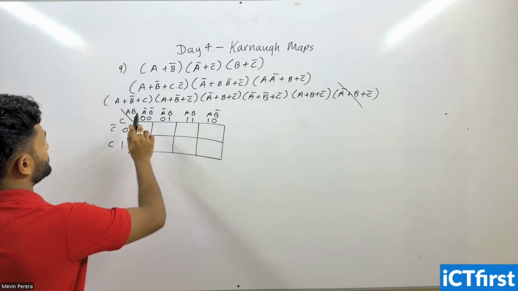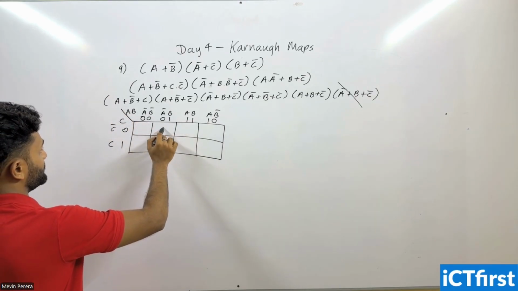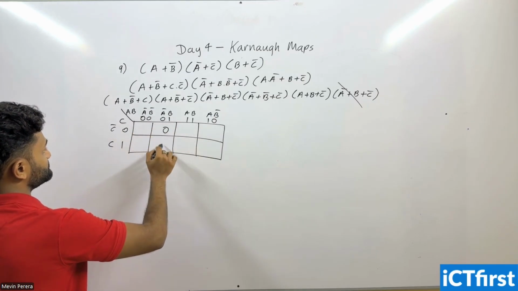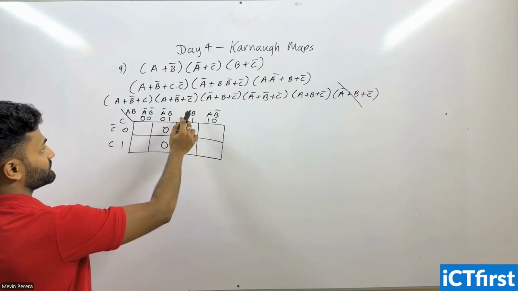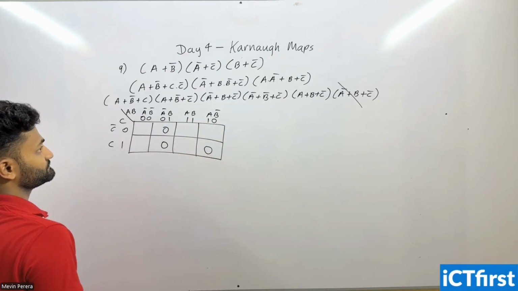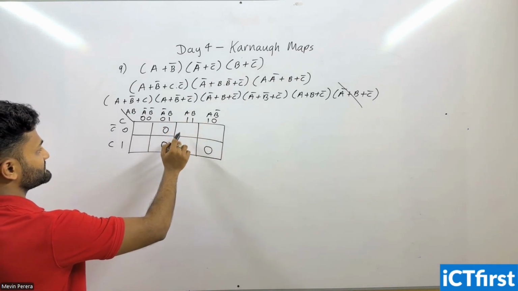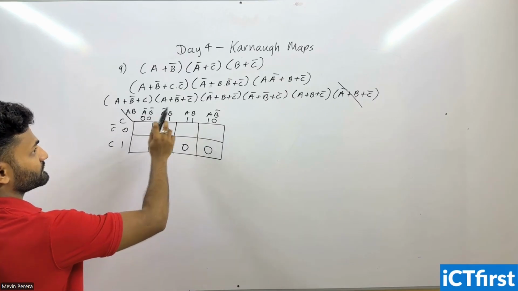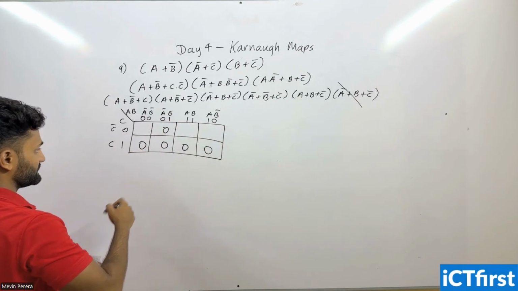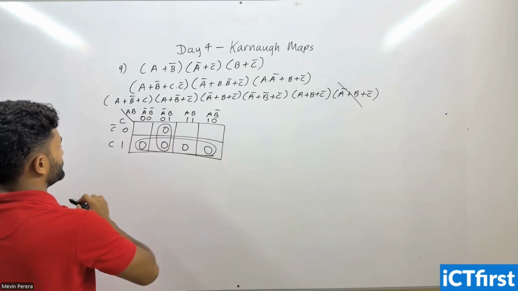Okay. A bar, B, C bar here. A bar, B here. A, B bar, C here. A, B, C here. A bar, B bar, C. This one. Okay. So when we group them together, what are we getting?